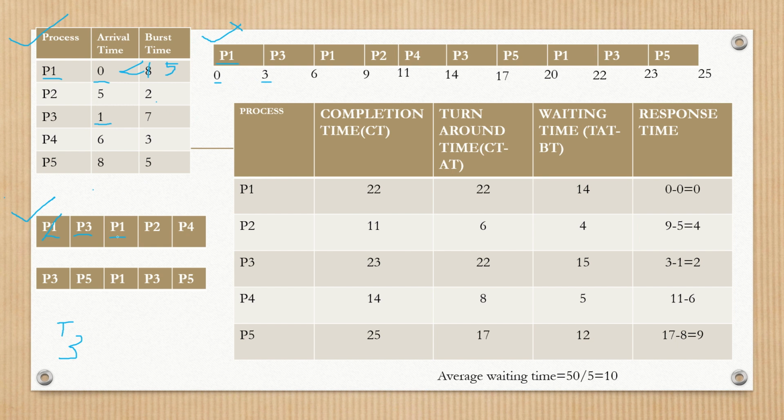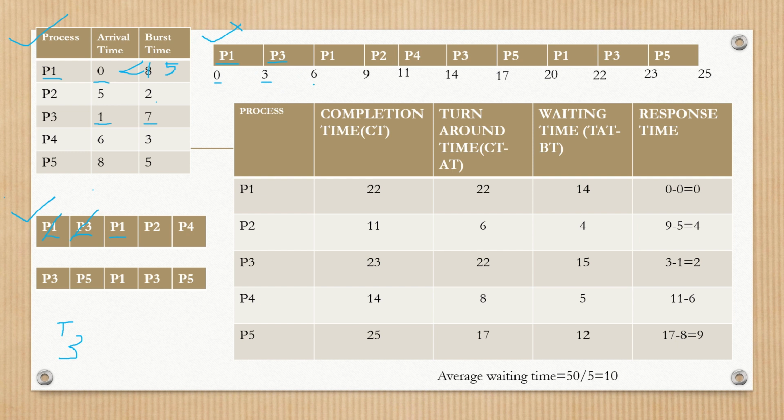Now next, which process is first in your ready queue? P3 is the first process in your ready queue. So next, at time 3, process P3 will be allocated. You remove process P3 from the ready queue and allocate it to the CPU, that is process P3 at time 3. Again it will execute 3 more units, because process P3 burst time is 7, and our time quantum is 3.